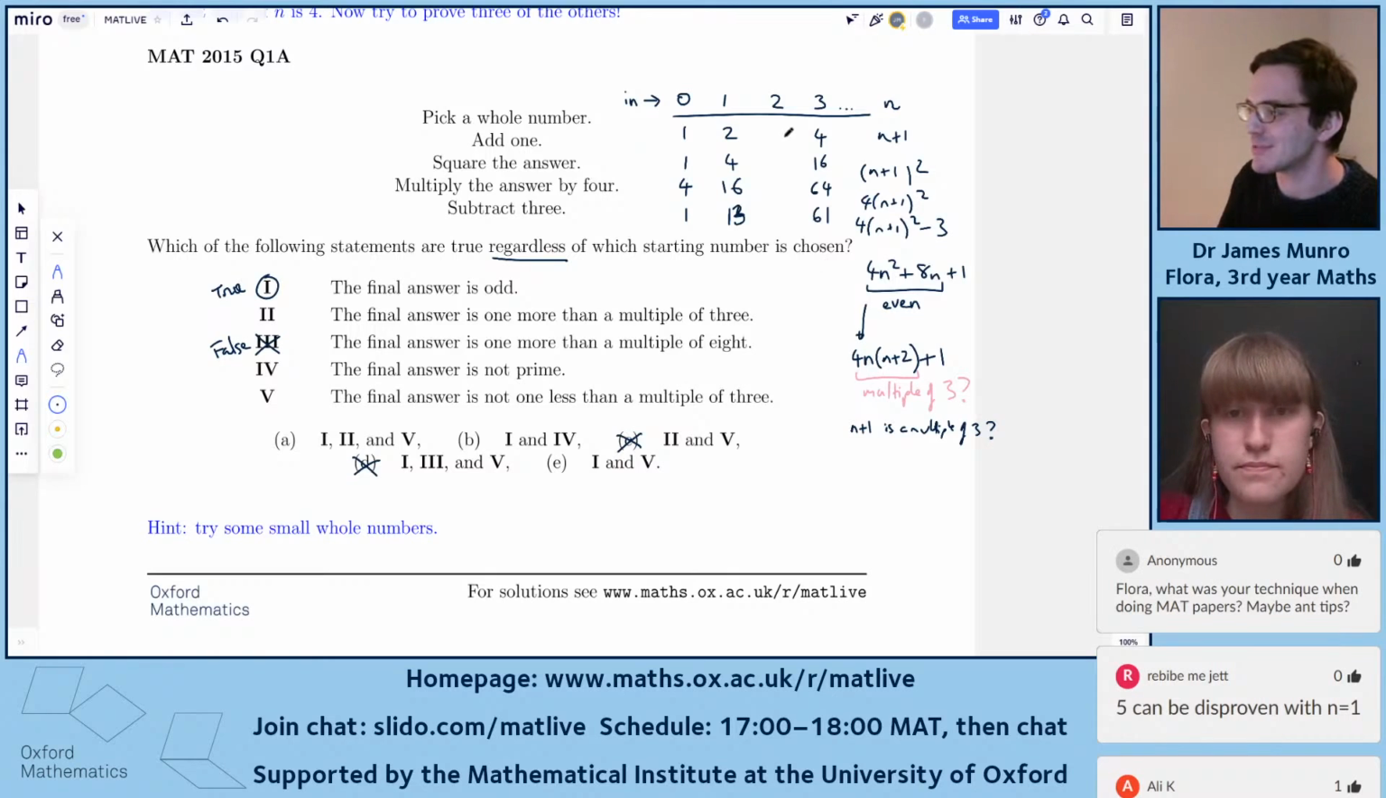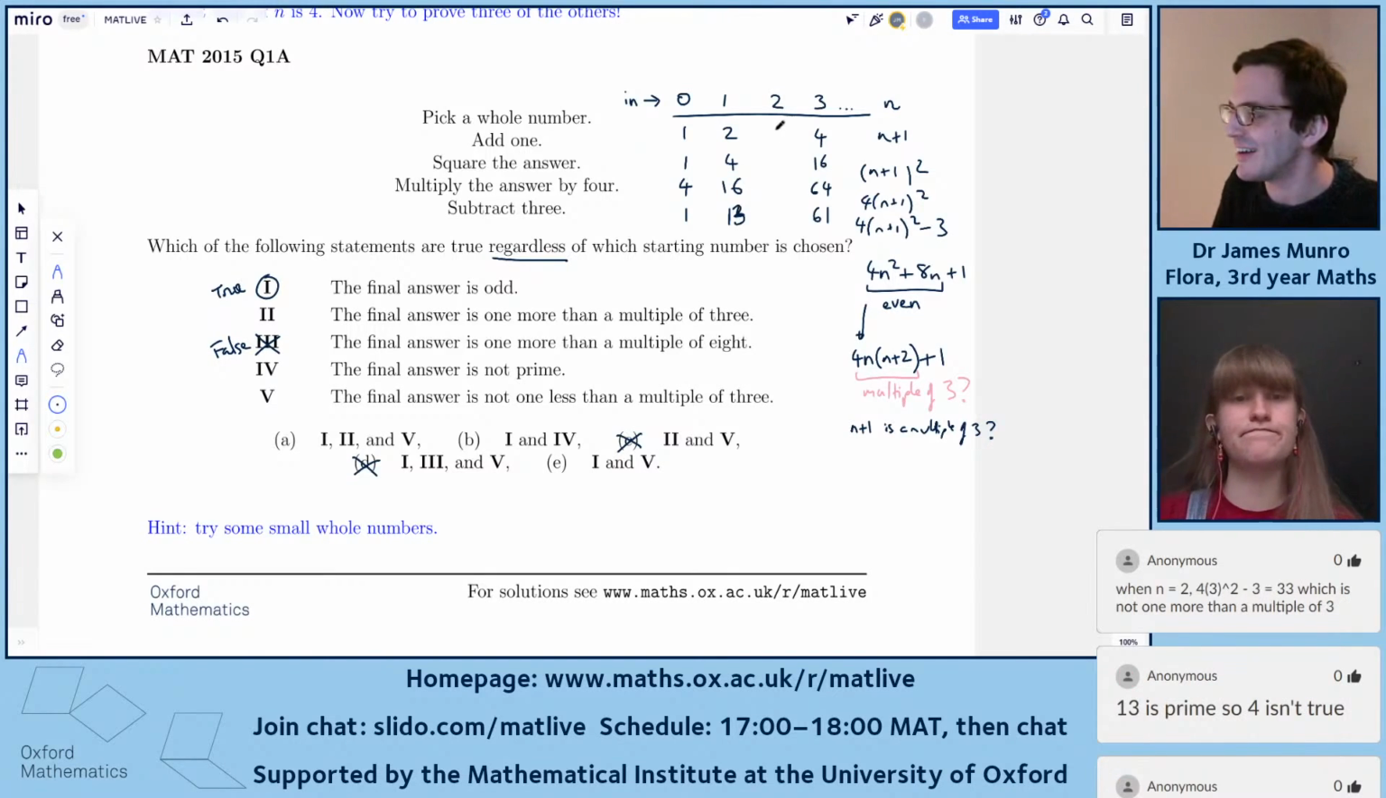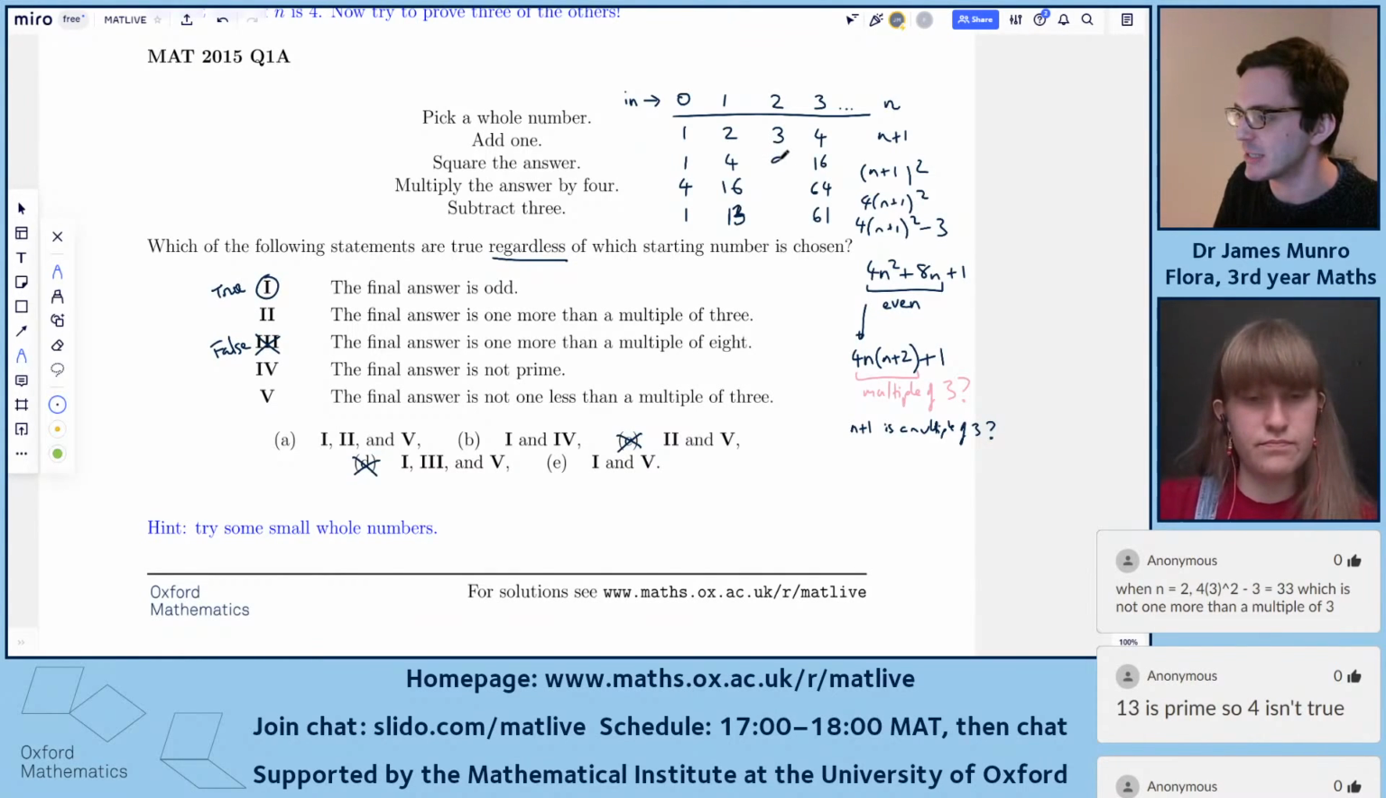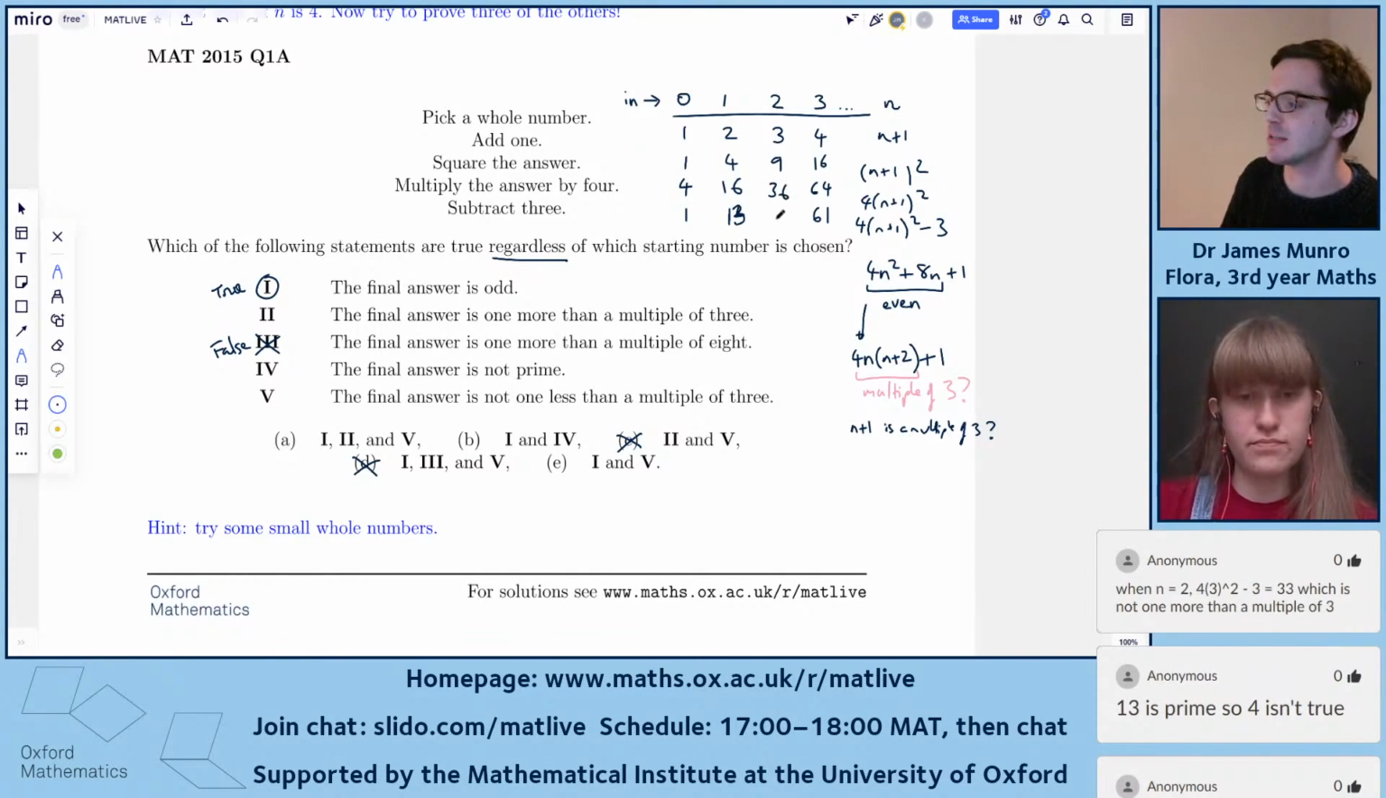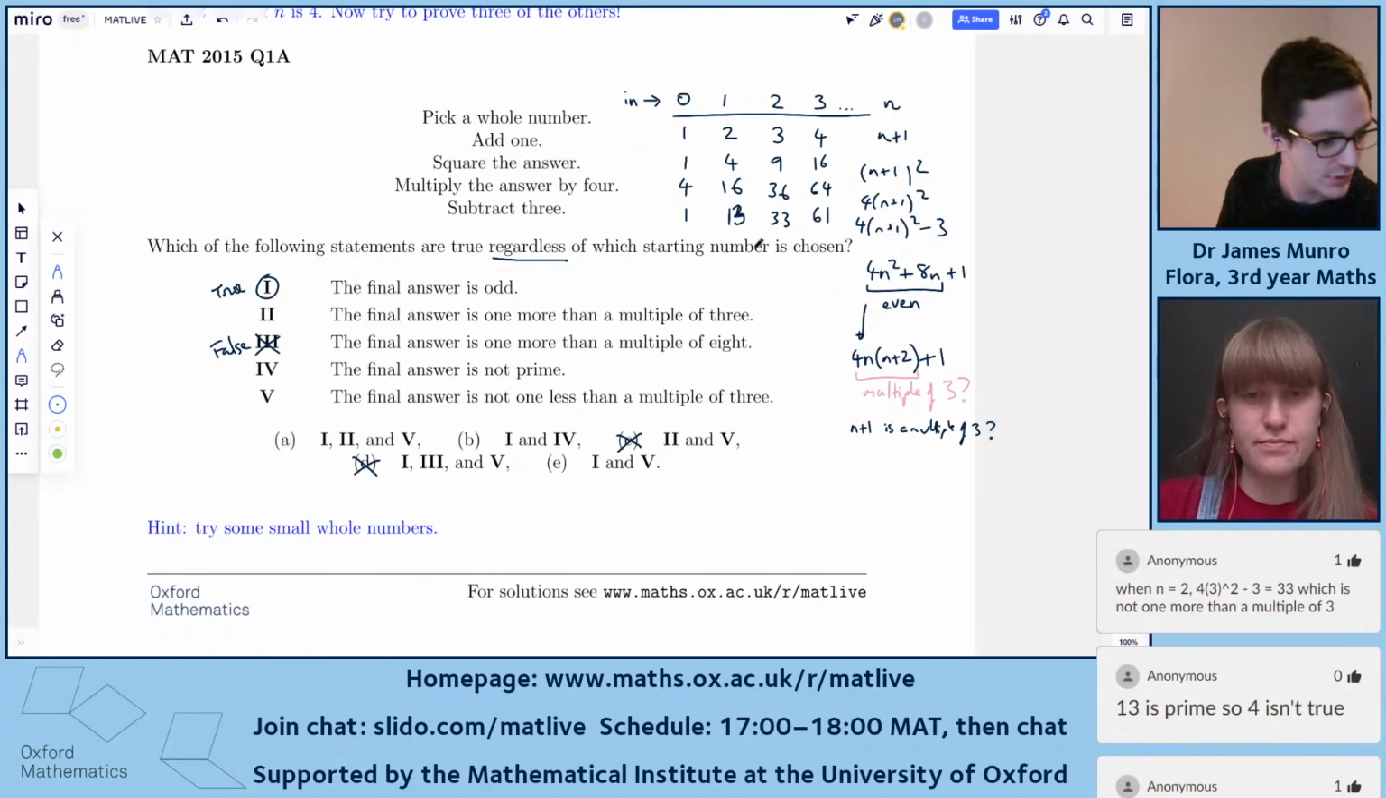Now maybe I should check some small numbers. The person who said checking small numbers is looking pretty prophetic right now. 4 times 9 is 36. Subtract 3 is 33. That is not 1 more than a multiple of 3, is it? Cool. Yes. Oh, and someone's just put that in chat as well. Thank you to the anonymous person who put that in chat at the same time that I was writing it. Cool. Good. Okay, so not this one either. Are we done? Not quite done. We've still got 4 and 5 to think about.